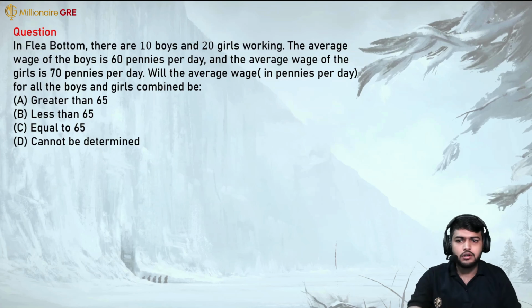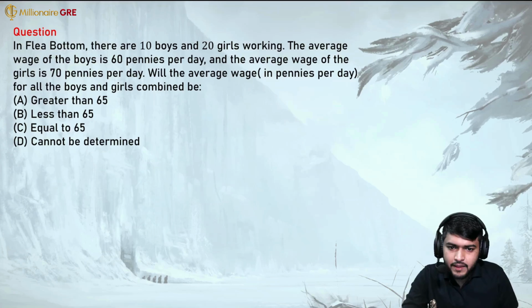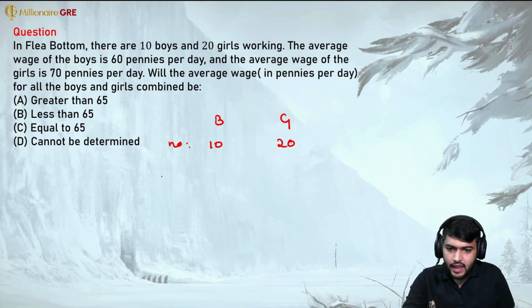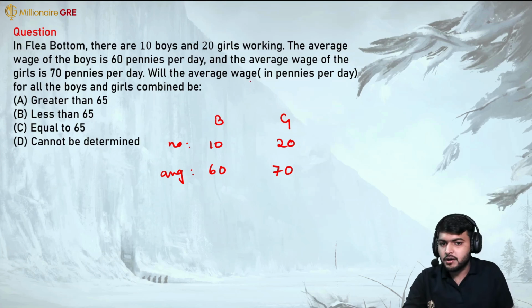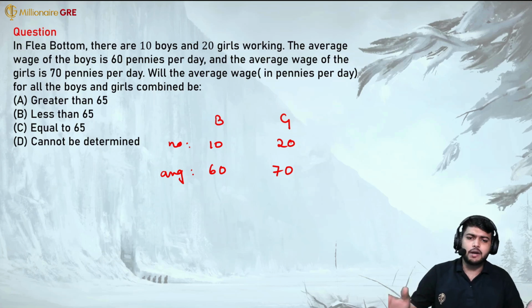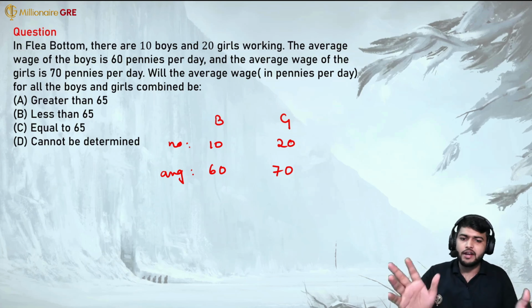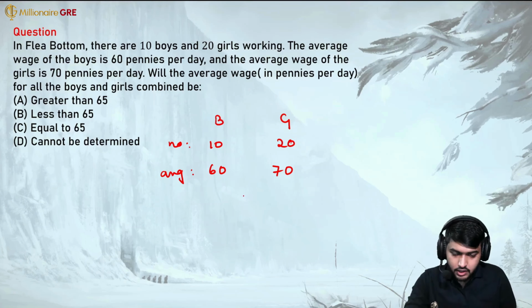Hope you have done so. Now let's solve it together. We are told the number of boys is 10, number of girls is 20. Average of boys is 60, average of girls is 70. What will be the average wage of all boys and all girls combined? So basically, what will be the weighted average? Now 65 is equidistant from 60 and 70.